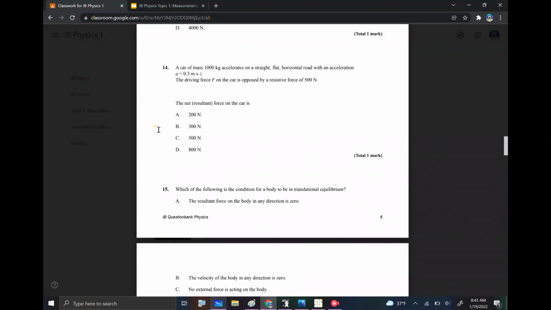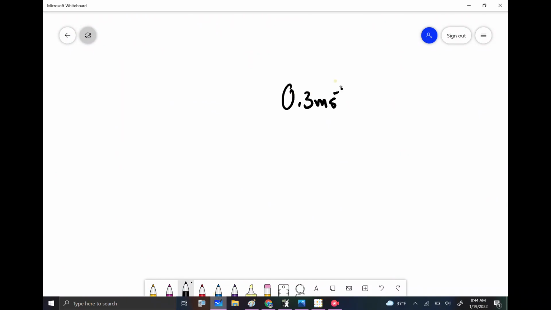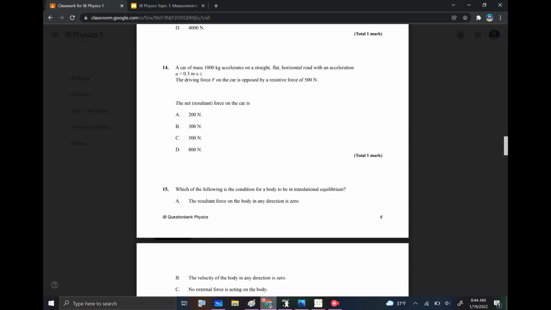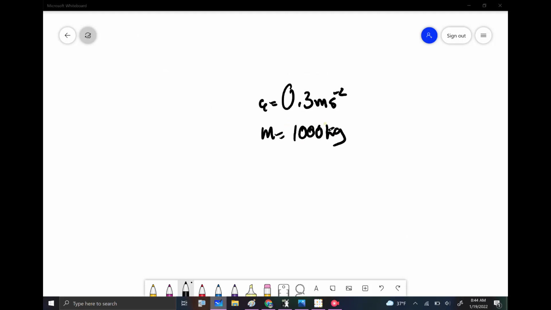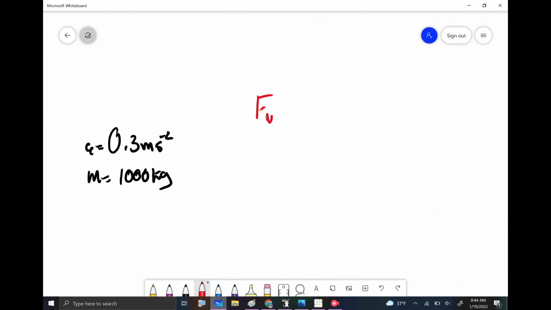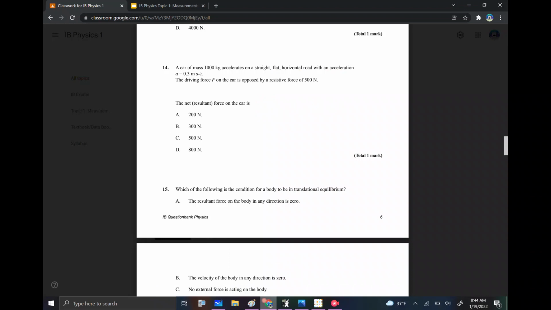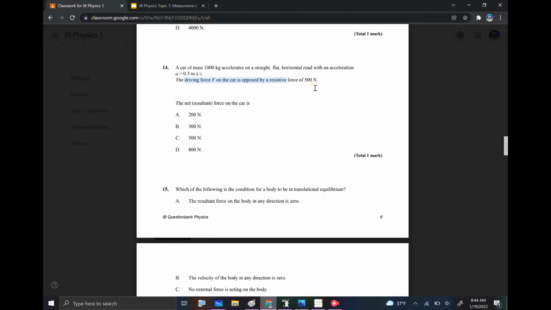Number 14. A car of mass 1,000 kilograms accelerates on a straight, flat, horizontal road with an acceleration of 0.3 meters per second squared. Right, 0.3 meters per second squared is my acceleration. They say the driving force is opposed by a resistive force of 500 newtons. And also my mass is 1,000 kilograms. They say, what is the net force? Well, they gave us a little bit more information than we need. We know the net force is just mass times acceleration. So this whole idea of the resistive force, that's already being taken into account in this idea of the net force. Right? The total force.